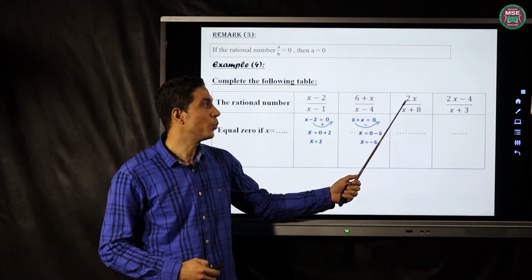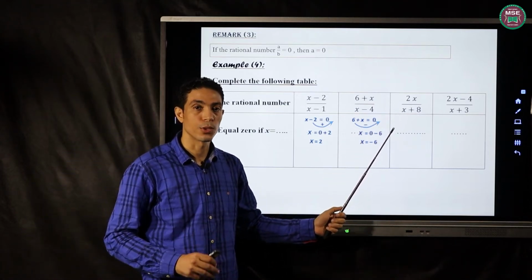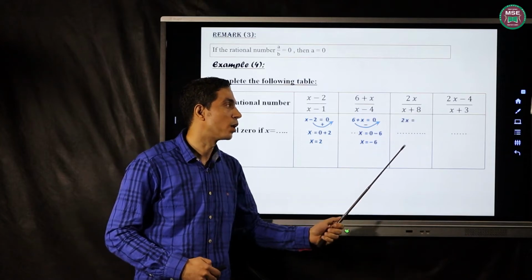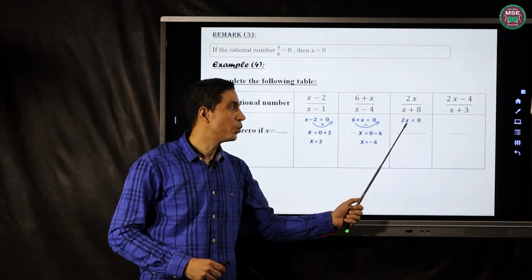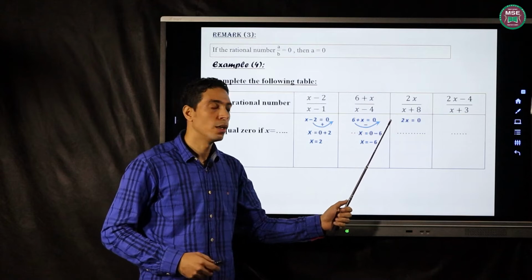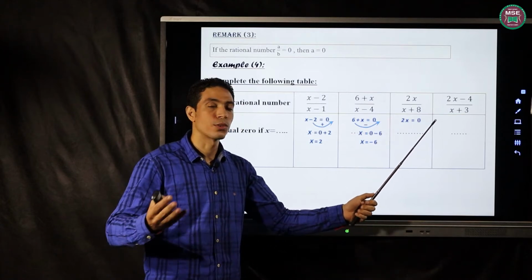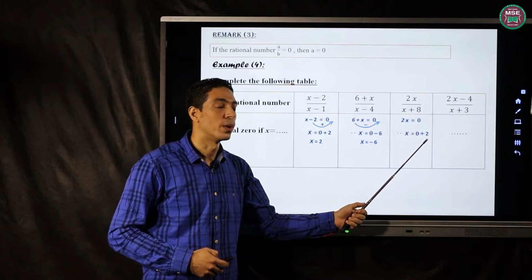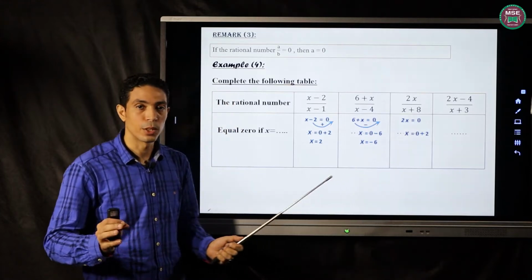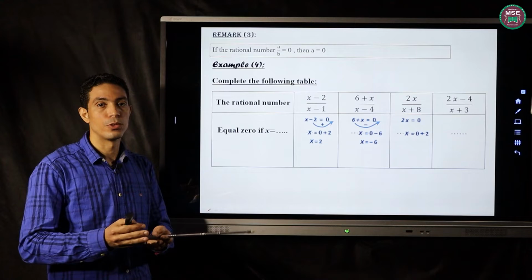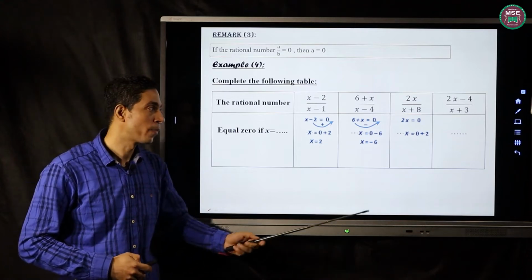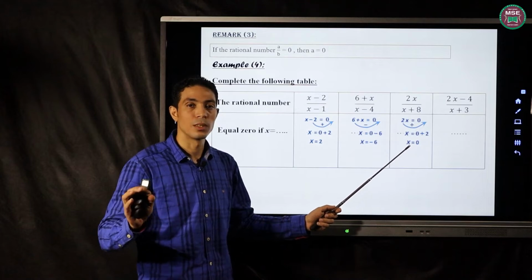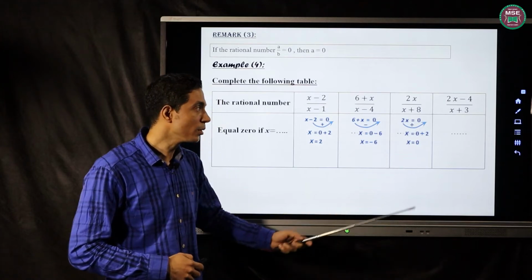Number 3: 2x over (8 plus x), its rational number equals 0 if the numerator 2x equals 0. Between 2 and x we have a multiplication sign, then 2 will go to the other side with division. Then x will equal 0 divided by 2. 0 divided by any number equals 0, except 0, because 0 over 0 is meaningless. Then x must be equal to 0.